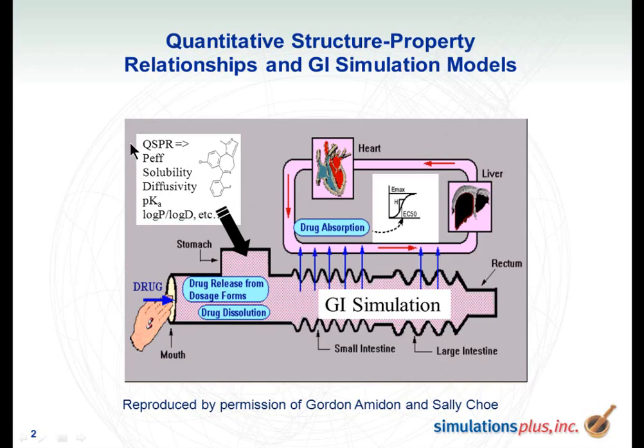Biopharmaceutical properties such as permeability, solubility, diffusivity, pKa, log P and log D, among others, can be used to parameterize simulation of gastrointestinal dissolution, transit, and absorption. This talk will focus on prediction of these physicochemical properties.